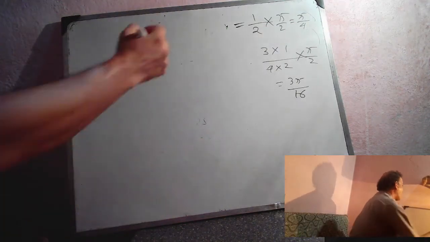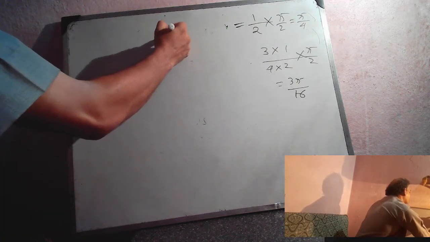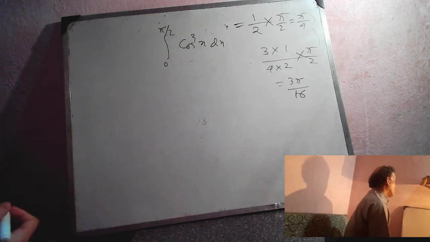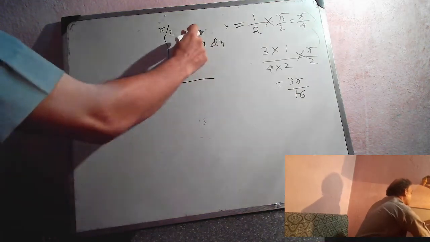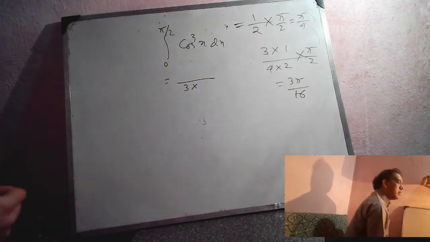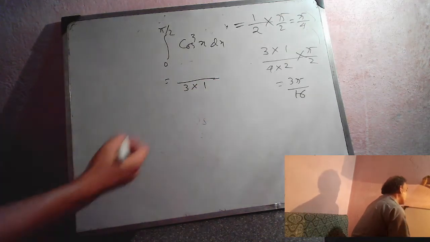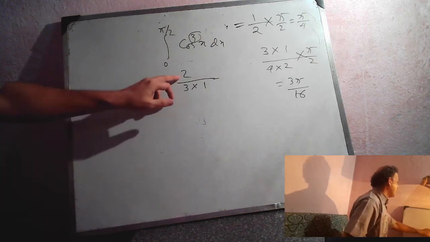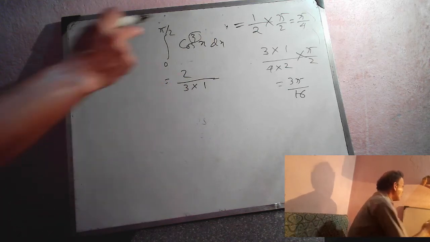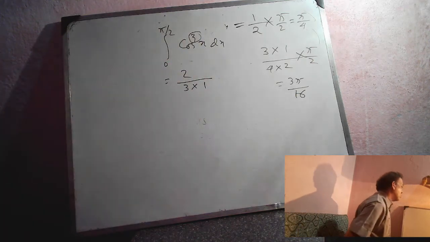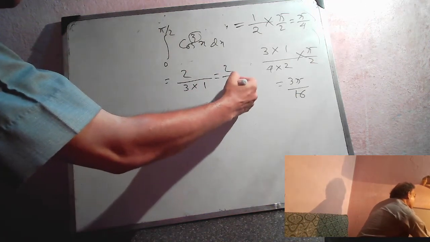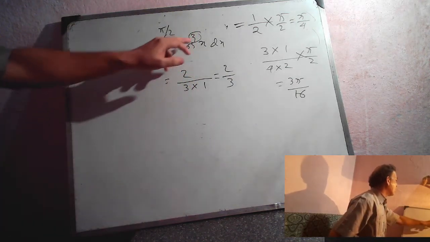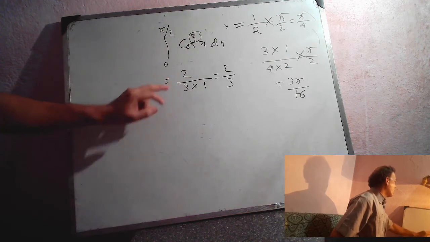Now when the power is odd, 0 to pi by 2 cos cube x dx equals, same thing, 3, go on decreasing by 2 units, 1, and 2. Now when the power is odd, you will get 2 by 3 at the end. Now we don't need to multiply it by pi by 2. Your answer will be 2 by 3. When the power is even, you will get 1 by 2. When the power is odd, at the end we will have 2 by 3.